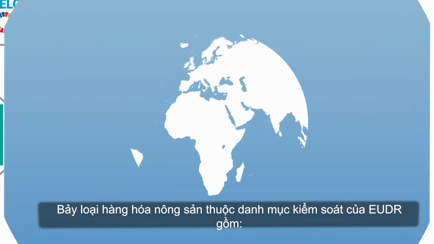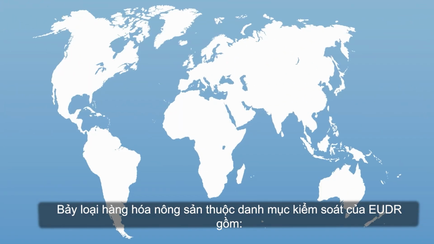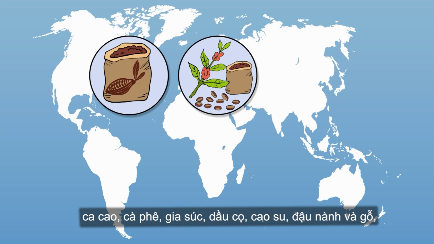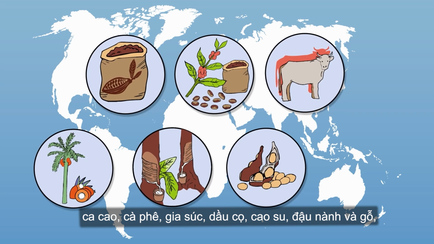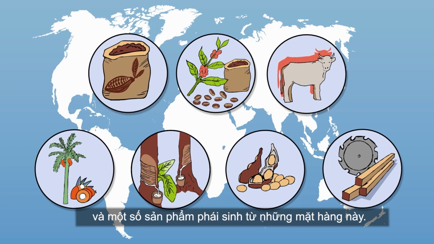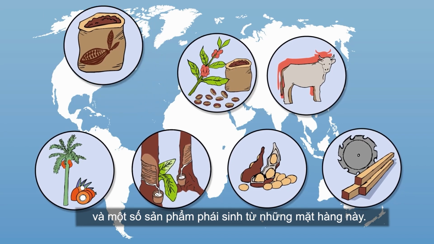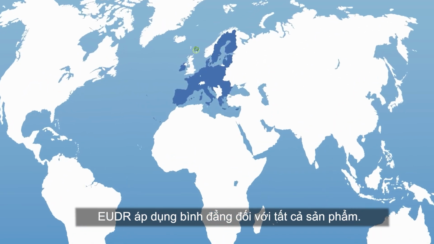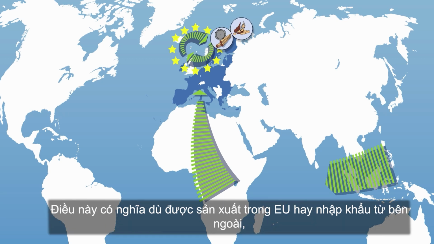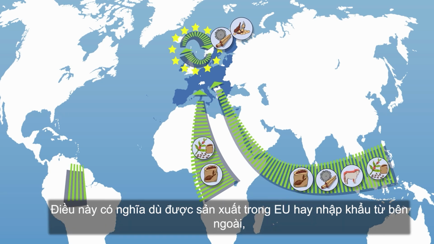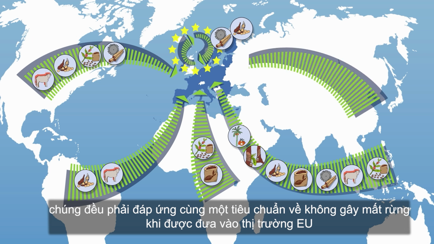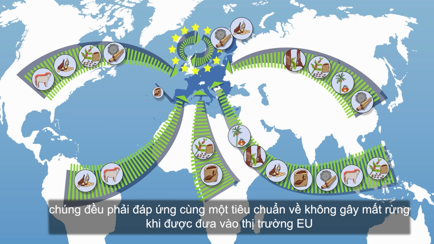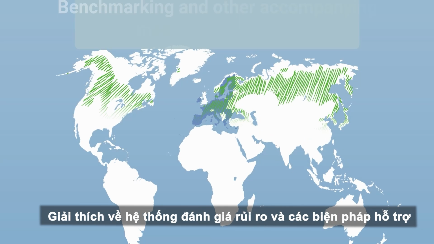The EUDR covers 7 agricultural commodities: cocoa, coffee, cattle, palm oil, rubber, soy, and wood, as well as certain derived products. The EUDR treats all products equally. This means that whether a product is sourced within the EU or imported from outside, it must meet the same standards when placed on the EU market or exported from it.